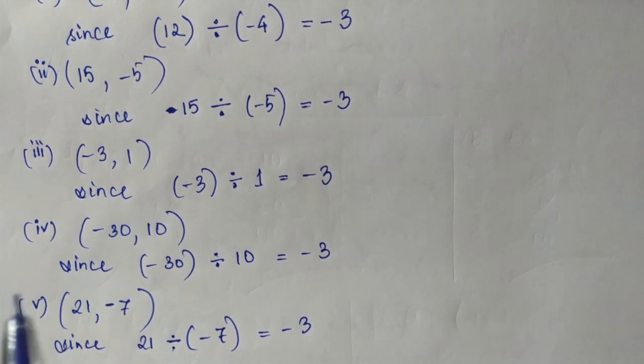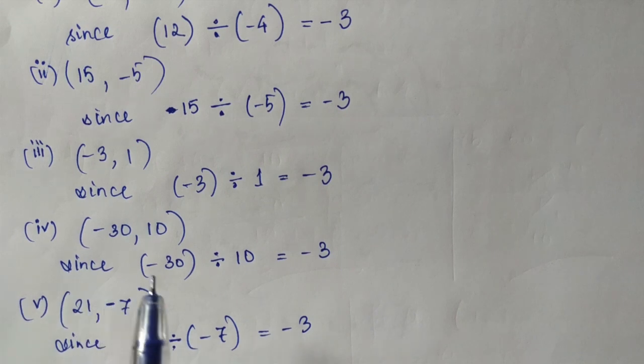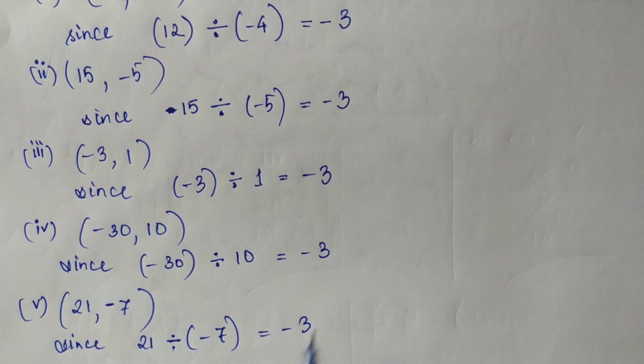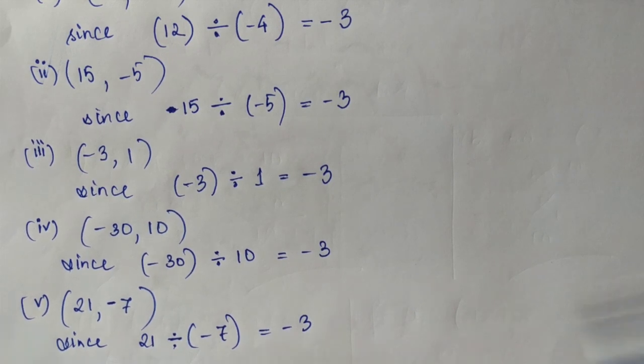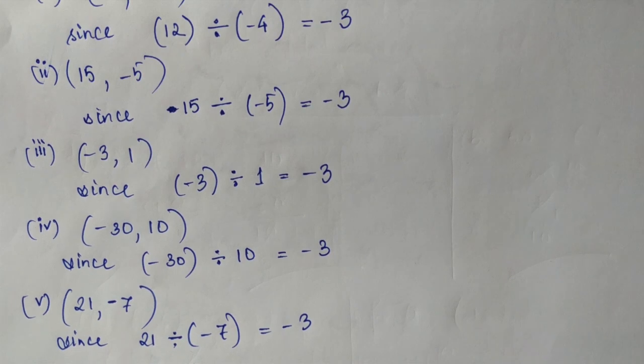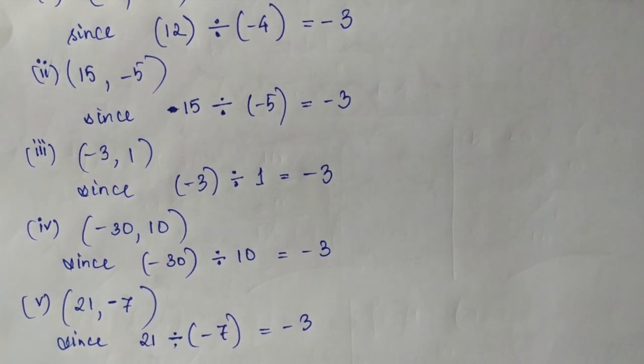So students, you can take any two integers. One should be negative, one should be positive, because the result has to be a negative integer, and when you divide you should get the result as -3. So you can take any pair of integers, such as a and b, that when you divide them you get -3. Now let us move on to question number 5, the next question.